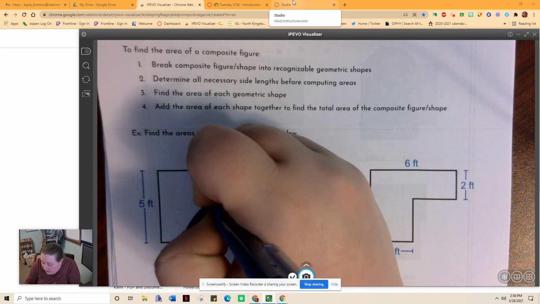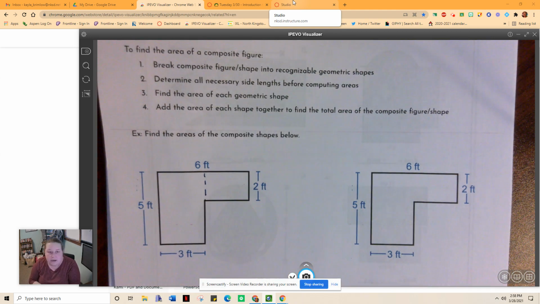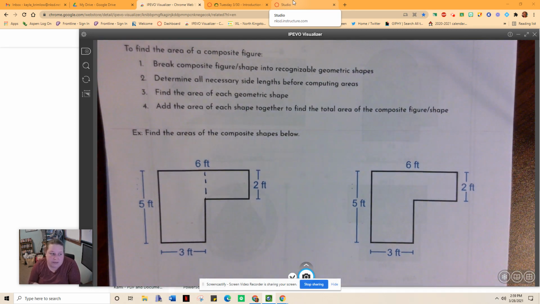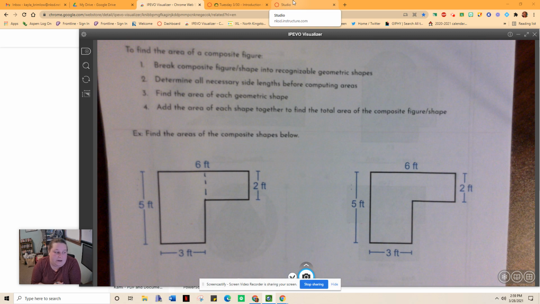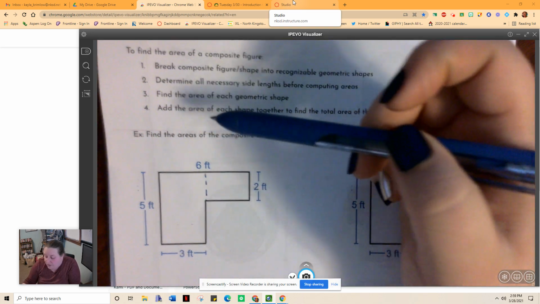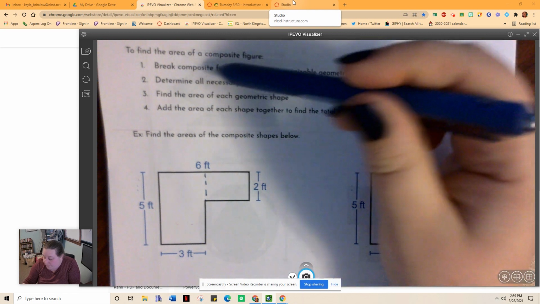If I was to look at this, this is how I would probably want to break it apart right here. So I have this rectangle and I have this rectangle. I know how to find the area of a rectangle, so I just need to do it for each of them. Once I've broken it down, that's step one.